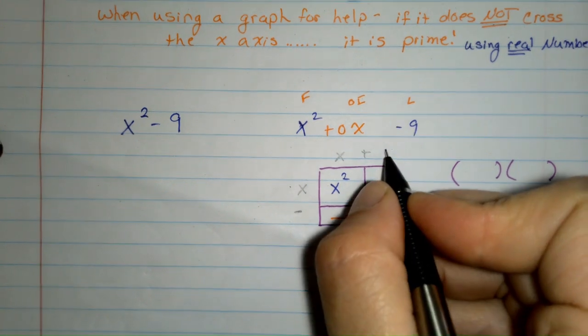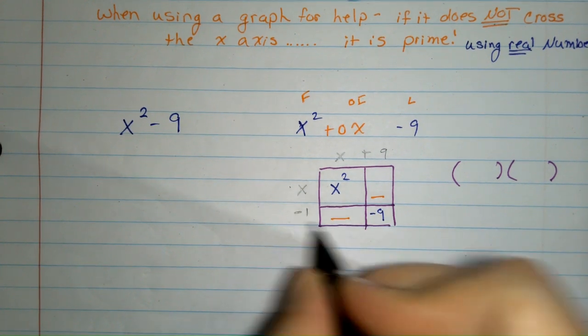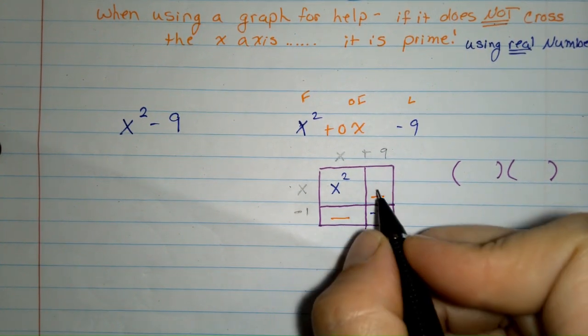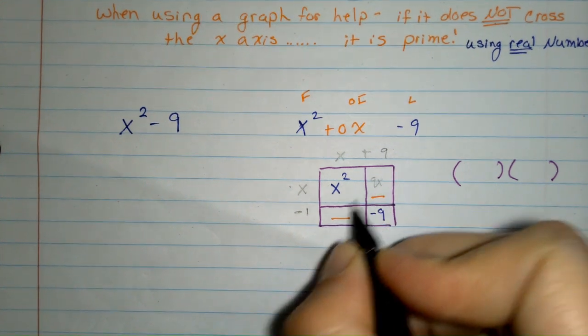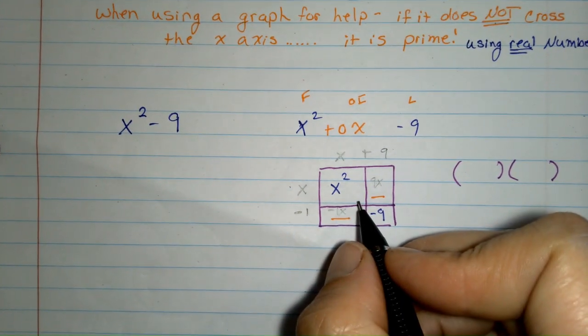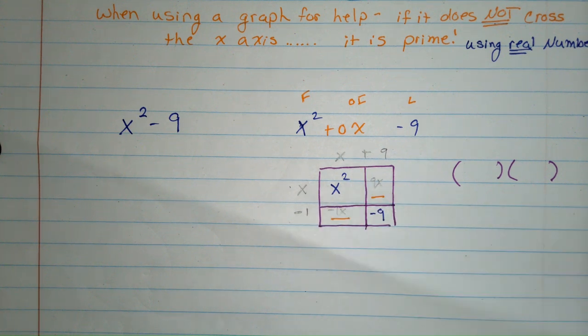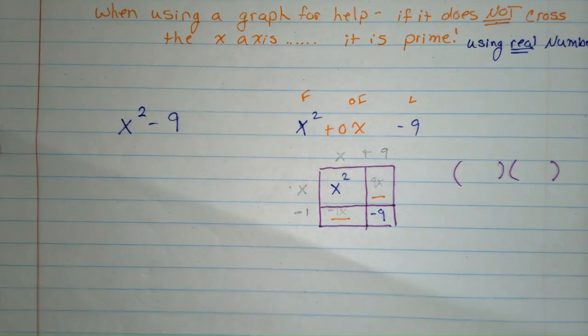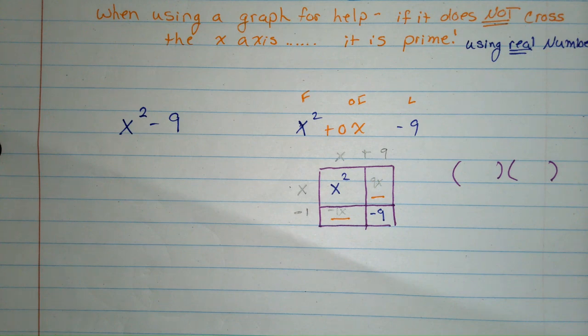Now we could have a 9 and a 1 here, because negative 1 times positive 9 is negative 9. But that would give us a 9x here and a minus 1x here. And when I combine them together, they don't cancel out. So that was kind of the wrong guess, right?